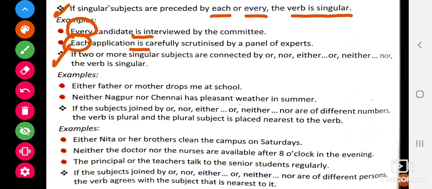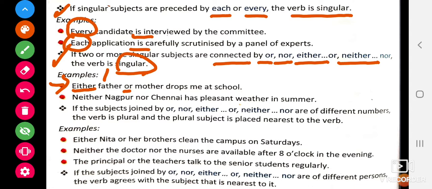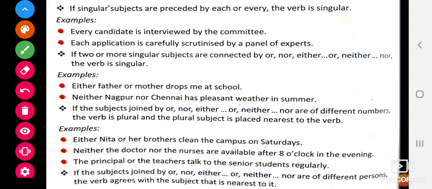If 2 or more singular subjects are connected by or, nor, either or, neither nor, in that case the verb is singular. For example, either father or mother drops me at school. You can see that there are 2 subjects. The first one is father, the second one is mother, but still the verb is singular. That is because we have used either or.